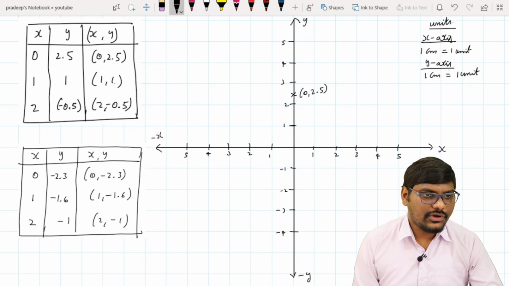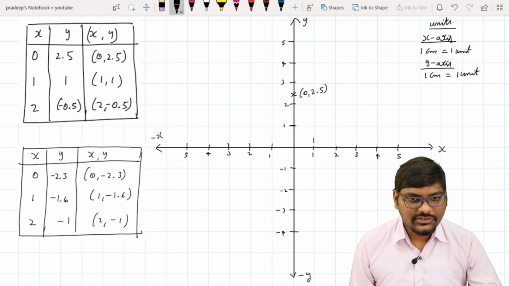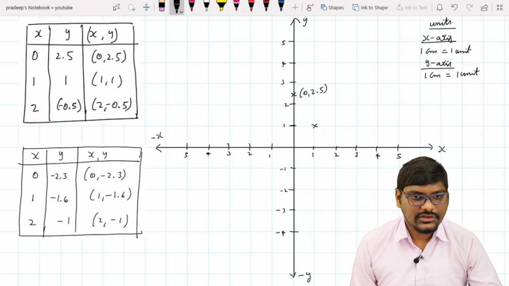Let's see the second point. This is 1 comma 1. So on the x-axis 1 is here, on the y-axis 1 is here. So exactly the point is forming here. So 1 1, this is the point. This is 1 comma 1.